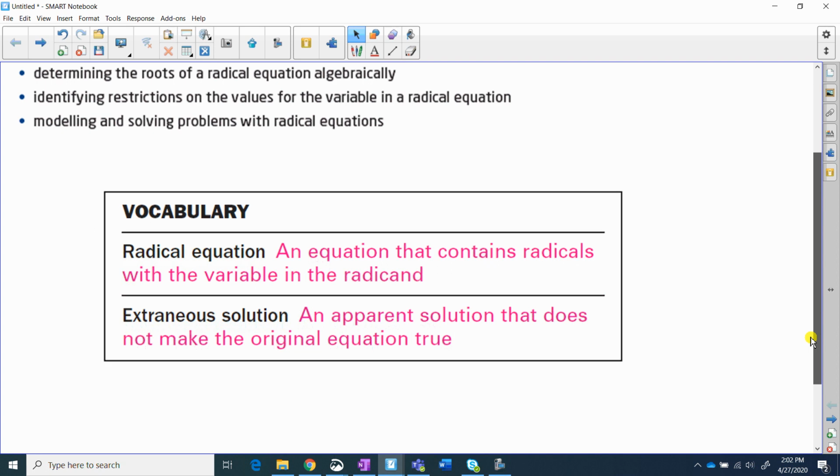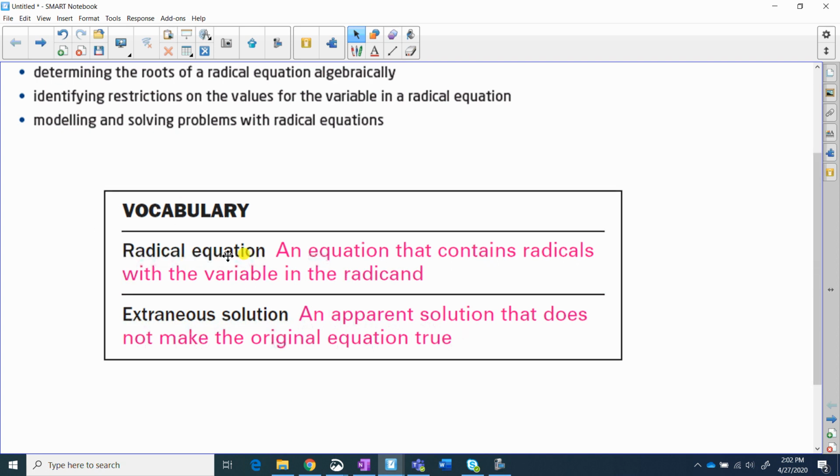Okay, so a radical equation, I'll show you what that is and how to solve it, and we'll discuss what an extraneous solution is and how to identify these types of solutions.